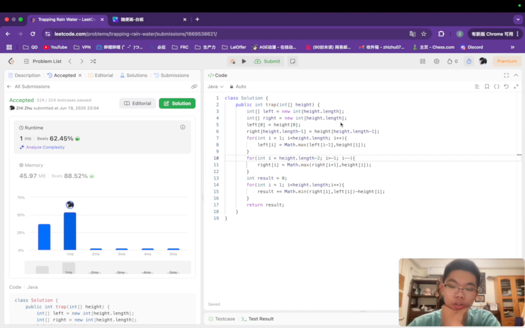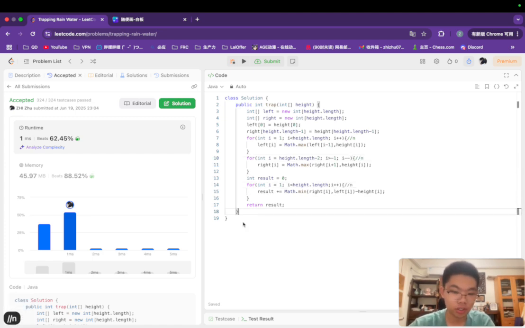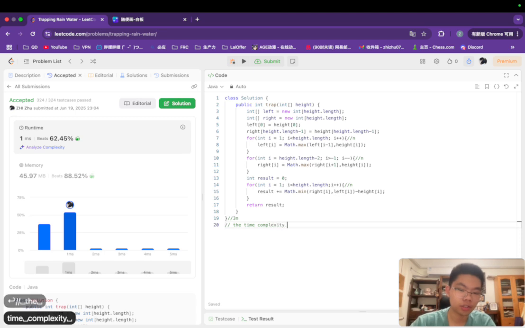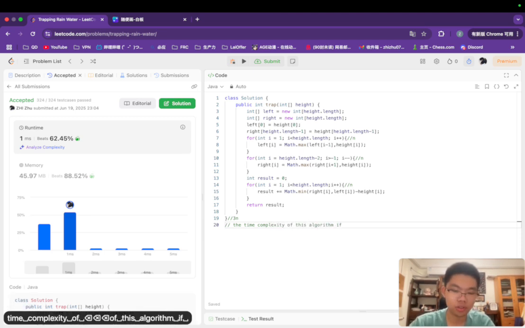And so the time complexity for this algorithm is actually, let's see, here we get an n, and here we get an n again, and here we get an n. So it's actually 3n, and actually we don't care about the constant. So the time complexity of this algorithm is O(n).